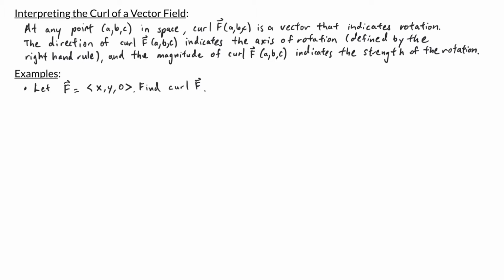In this example, we have f, the vector field x, y, 0, and we're asked to find the curl of f. Let's start by looking at a picture of the vector field f on the xy plane. Now let's imagine that I have a ball at any point on the xy plane. What does the vector field do to that ball? Since the vectors all radiate out from the origin, the ball will just get pushed further away. It will not spin at all.